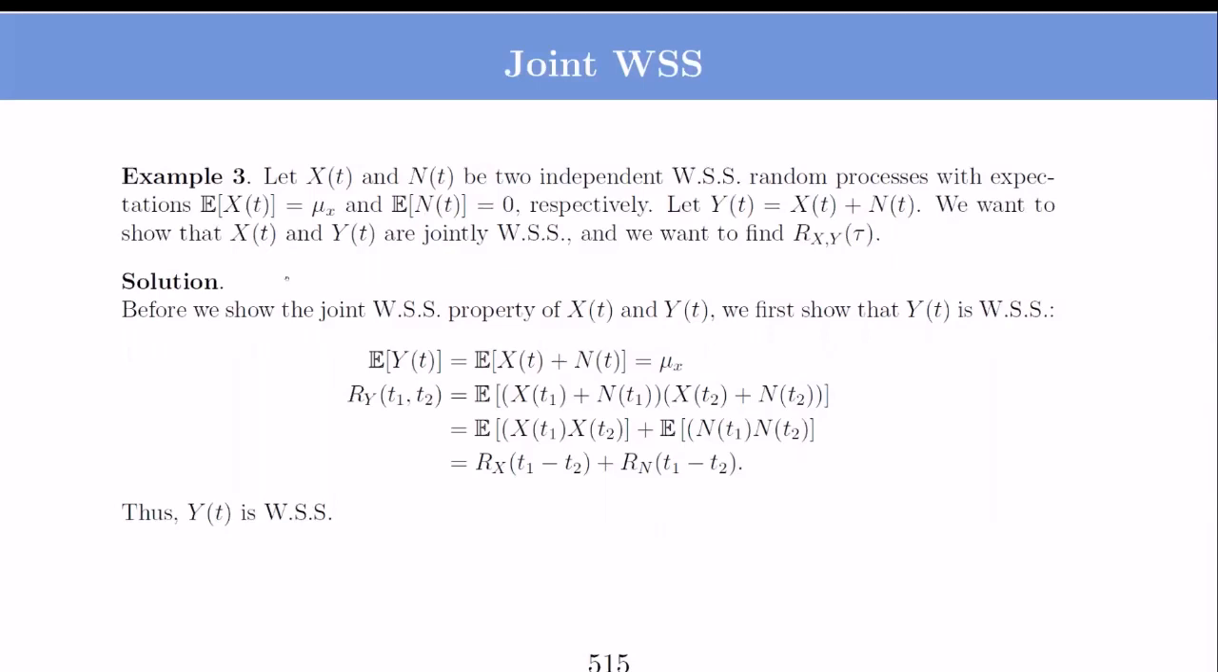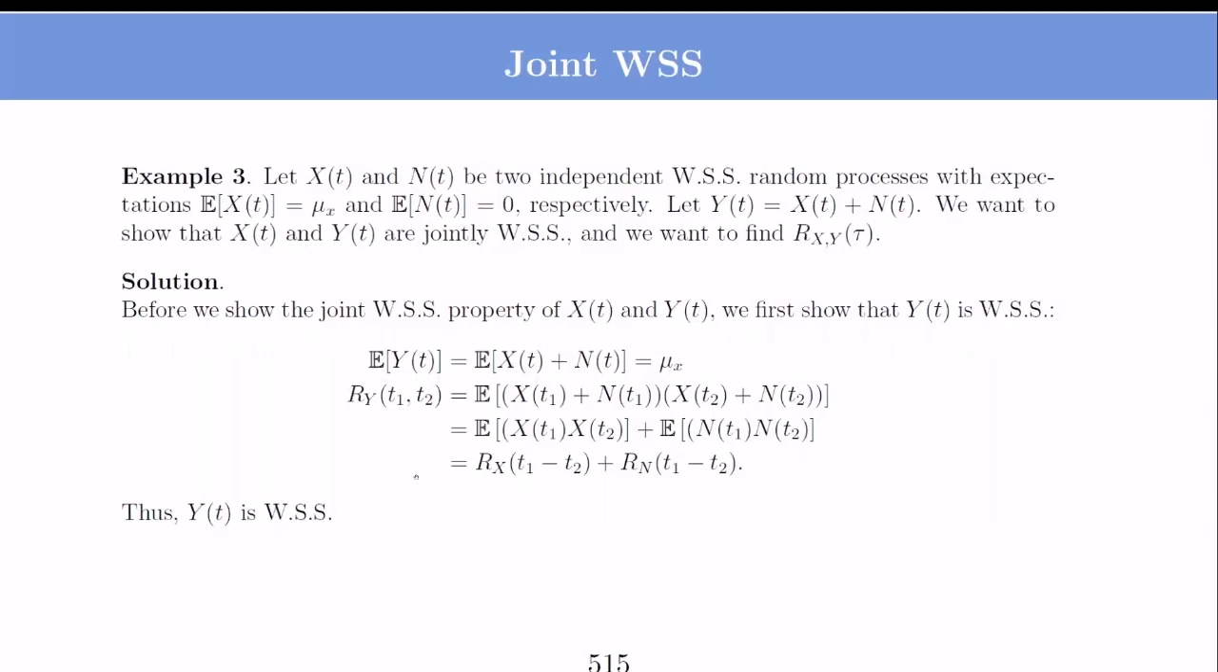To show that x(t) and y(t) are jointly WSS, first we have to show that x(t) and y(t) are both WSS. x(t) is already given as WSS. I have to show that y(t) is WSS. For that, I have to compute the mean and the autocorrelation of y(t). So the mean of y(t) is equal to the mean of x(t) plus n(t), which is equal to the mean of x(t) plus the mean of n(t), and that is equal to mu x. And it does not depend on time.